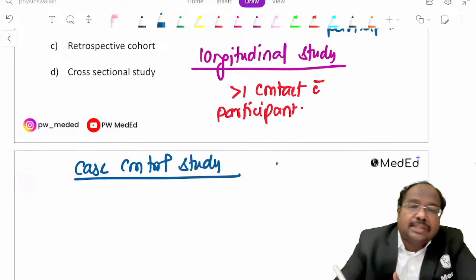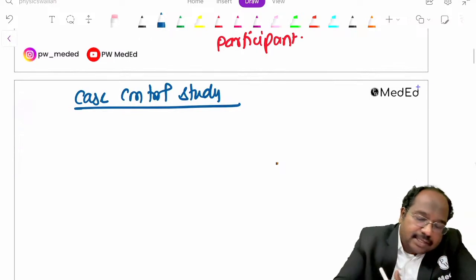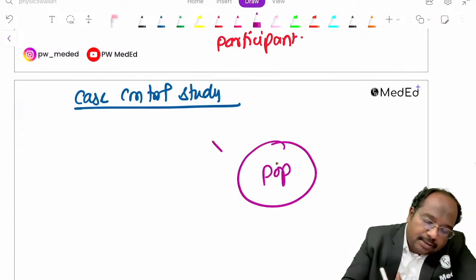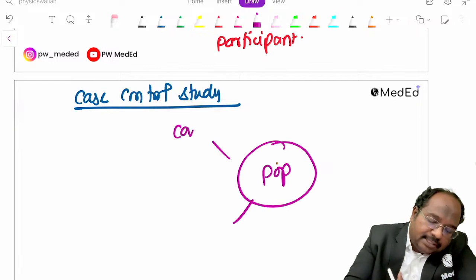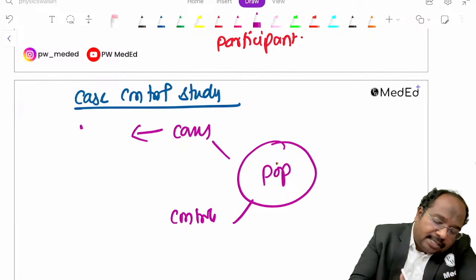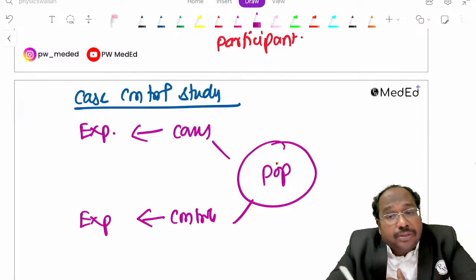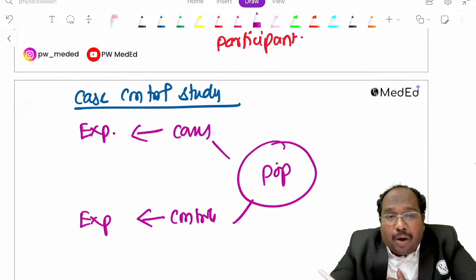Now, what is a case control study? In a case control study, this is the population, you select cases and controls, then you ask their exposure status. That is why it's going back in time, from outcome to exposure. That is a case control study, outcome to exposure.